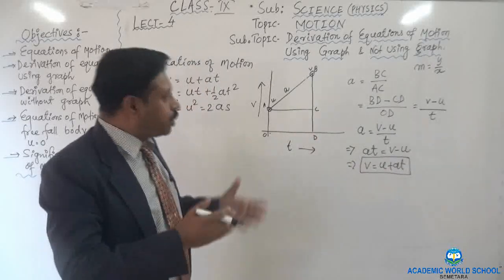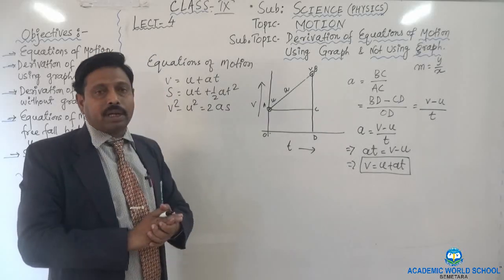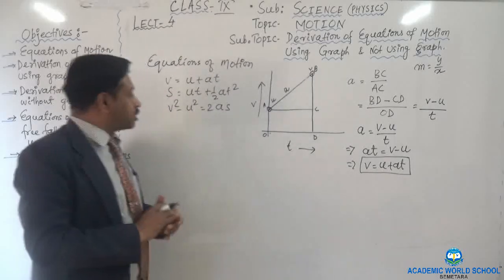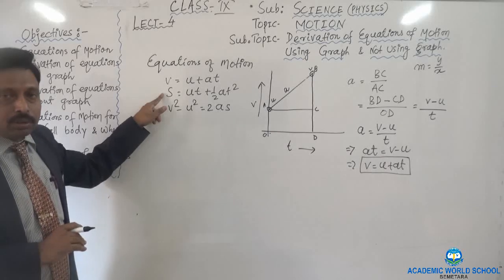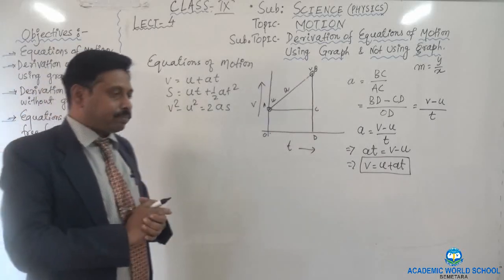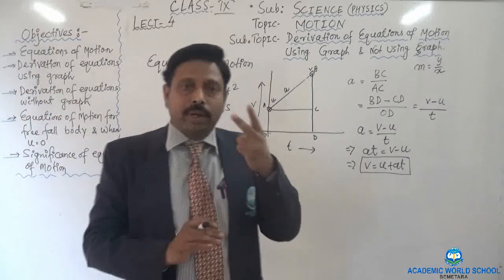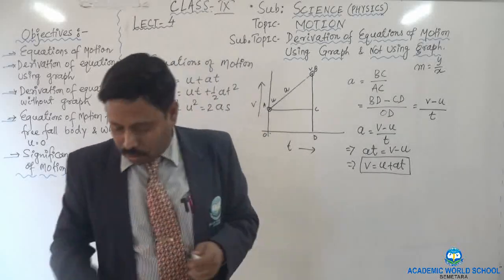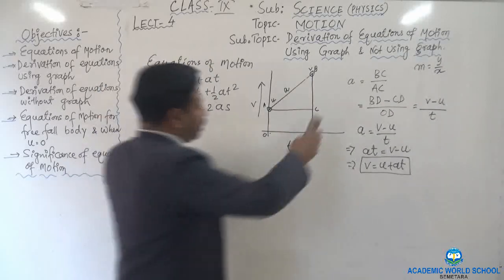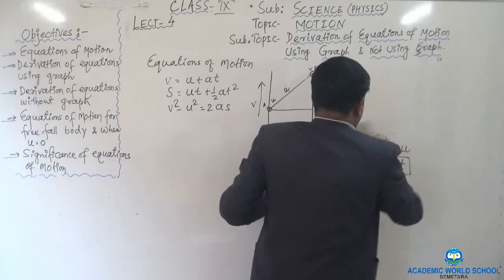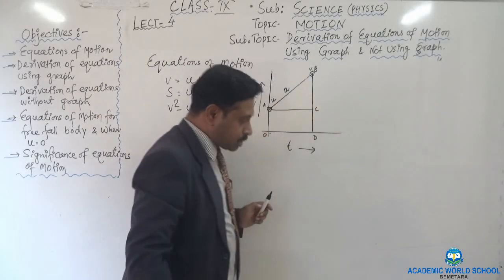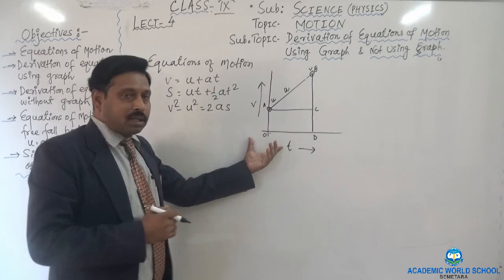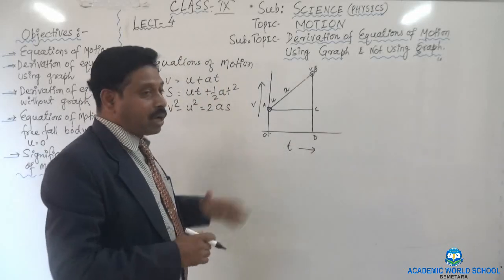Okay. So now we will proceed to how to derive the second equation of motion. The second equation of motion is s equal to ut plus half at square. There are two methods to derive the second equation of motion, and I will explain both. So be ready with me. How to derive the second equation of motion? Let me start. So we will consider the same graph.